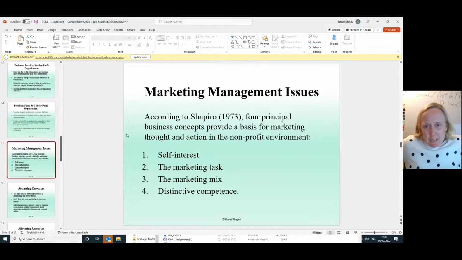Now, marketing management issues. According to Shapiro, 4 principal business concepts provide a basis for marketing thought and action in not-for-profits. So self-interest, marketing task, marketing mix, and distinctive competence. I can't talk today. Distinctive competence. Hoping not to lose my voice before the end.